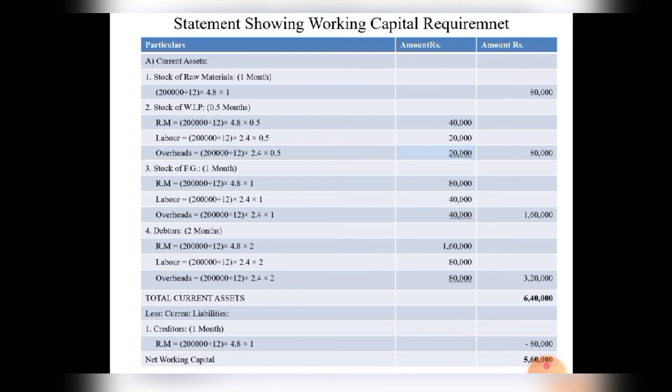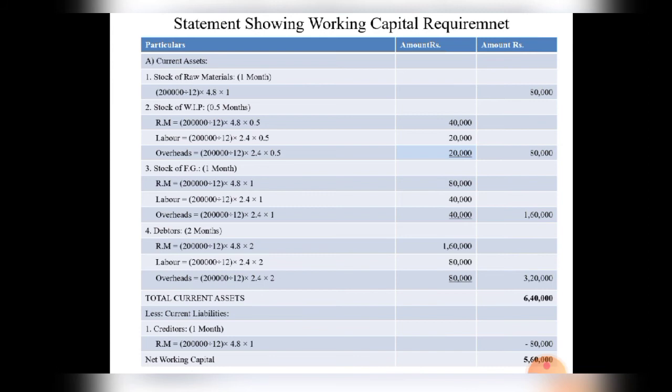Then labor, 2 lakh annual production divided by 12 months into 2.4 per unit cost of labor into 1 month, 40,000. Overheads, 2 lakhs annual production divided by number of months in a year, 12, into 2.4 is the per unit cost of overheads into 1 month. So that comes to 40,000. So these three elements will be added, 80,000 plus 40,000 plus 40,000. To the outer column we'll have 1,60,000, which is the amount that will be invested in the stock of finished goods.